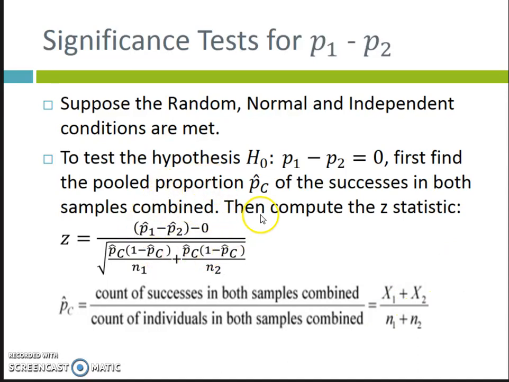This is not on your formula sheet, but it's easier to remember because it looks a lot like what we used in confidence intervals. It's just using p sub C here. The one on your formula sheet is a little bit different, and it doesn't say sub C, but it is what that is supposed to be.